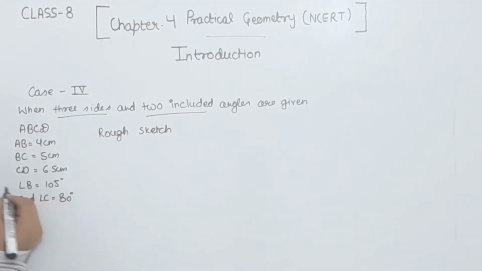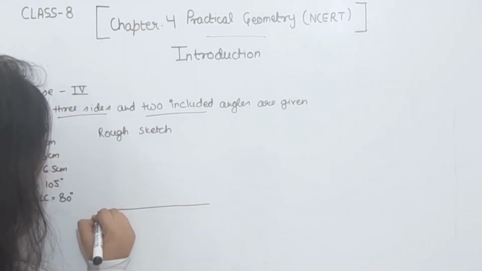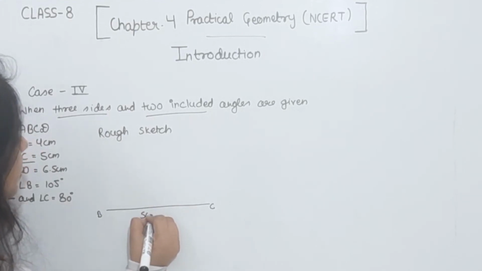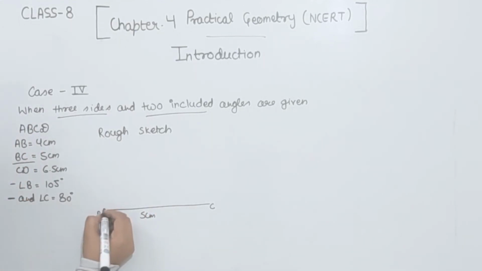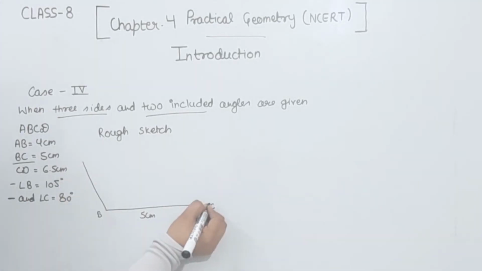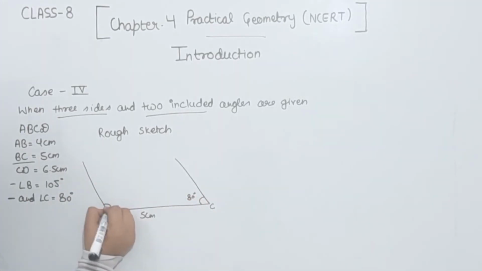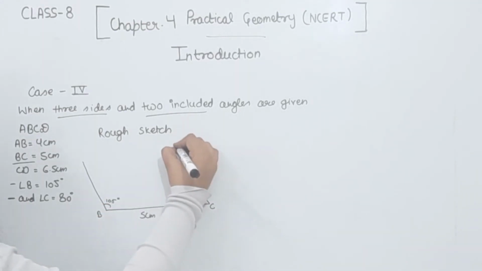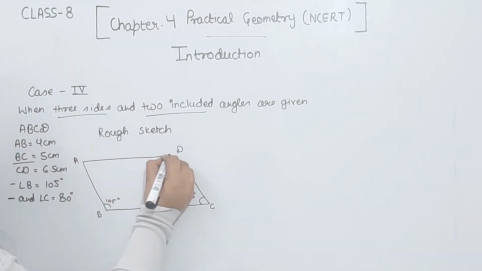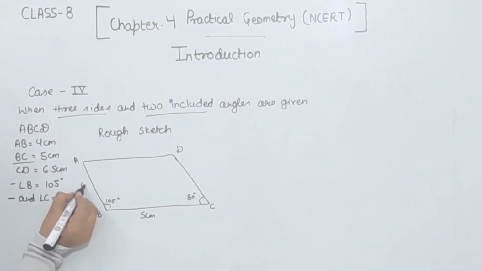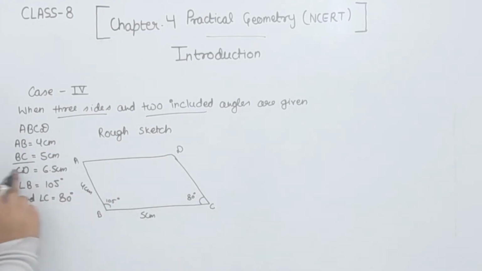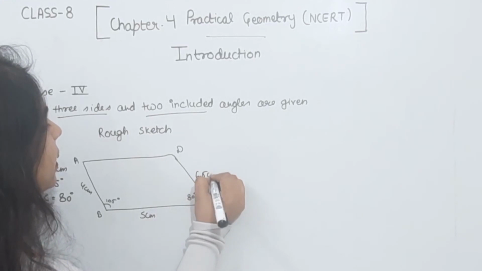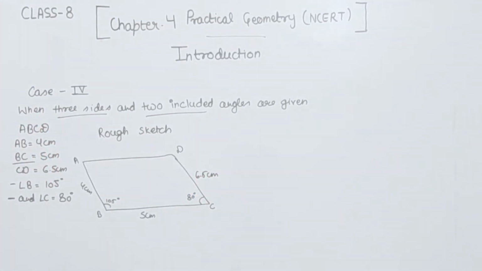First of all, we are having 2 angles, angle B and angle C. So I am going to take BC as the base. So I can draw angle B and C on the base. So this is the BC we are having as 5 centimeter. Now we are going to draw the angle B as 105 and C as the 80. So this is the 80 degree and this is the 105 degree we are having. So this is the B, this is the C. So this will be the point D and this is the A. Now we are having AB as the 4 centimeter, BC as the base and CD as 6.5 centimeter. So this is the rough sketch we are having of the figure.